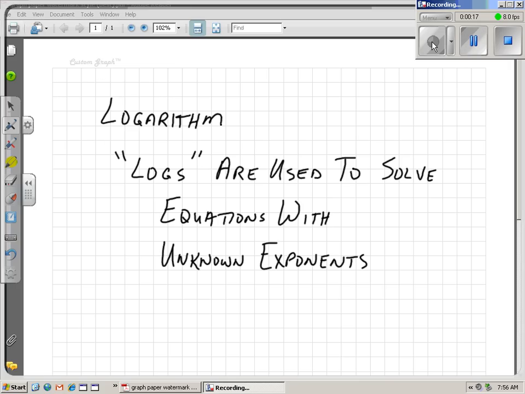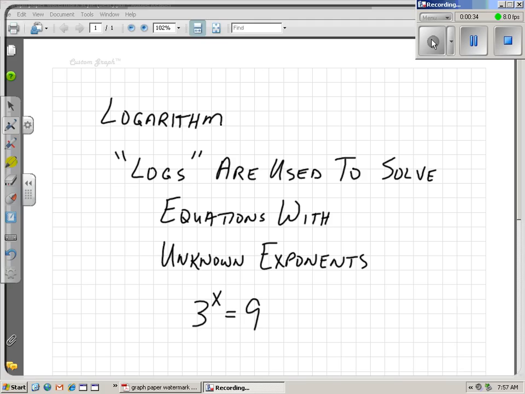Okay, logarithms. Logarithms are nothing to be scared of. We call them logs. Logs are just a tool we use to solve equations with unknown exponents. For example, 3 to the x equals 9. Now it's obvious that x has to be a 2 because 3 squared equals 9.